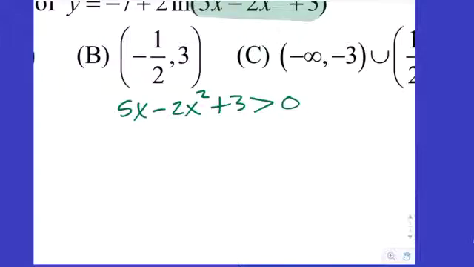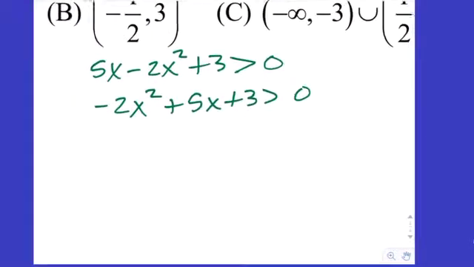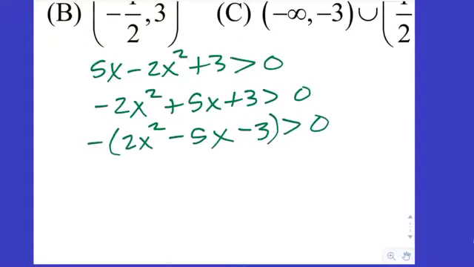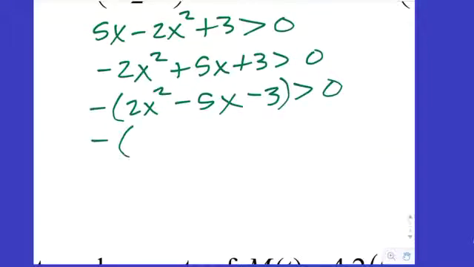Now this is a quadratic, so if you write it in descending order, -2x squared plus 5x plus 3, your goal is to factor it. We know it's a parabola that opens down, so to factor it, we'll factor out the negative. It's a lot easier to factor something when the leading term is positive. So now we'll factor it with the inequality intact.